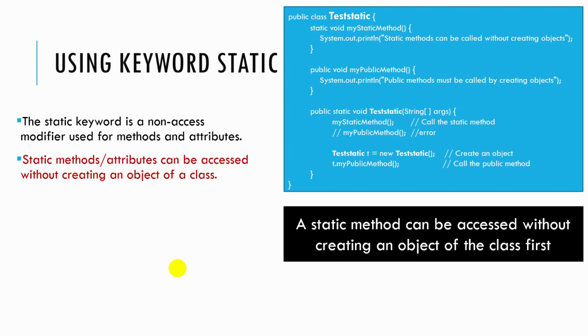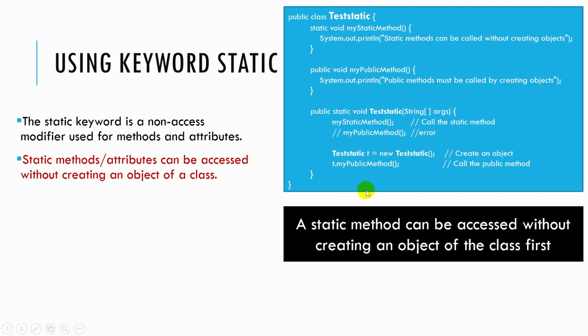So what is the static keyword? It is a non-access modifier which is used for methods and attributes. Okay? It is a kind of keyword that you can put on the method or attributes. A static method or attribute can be accessed without creating an object. So you don't need to create an object, but you can access those data and methods later.